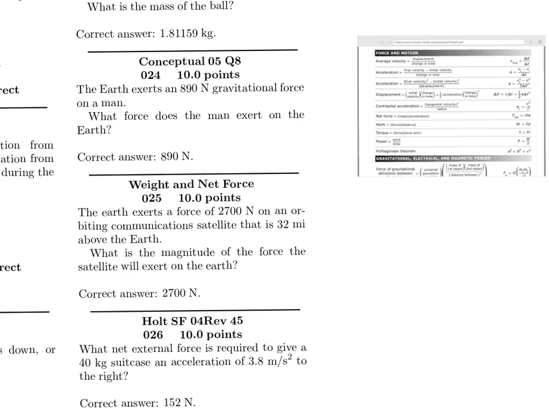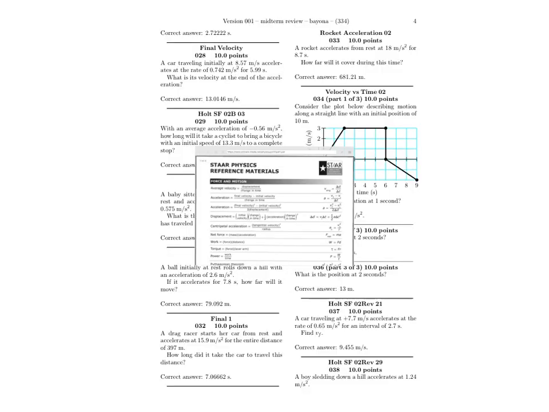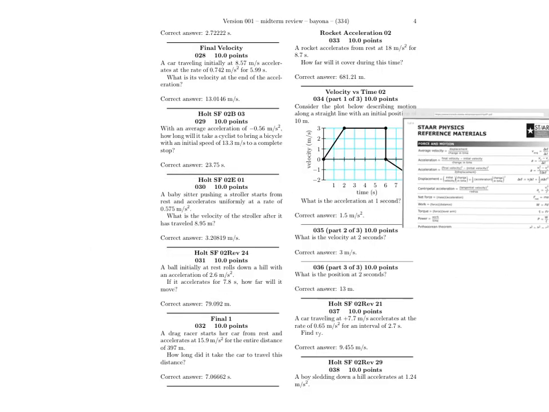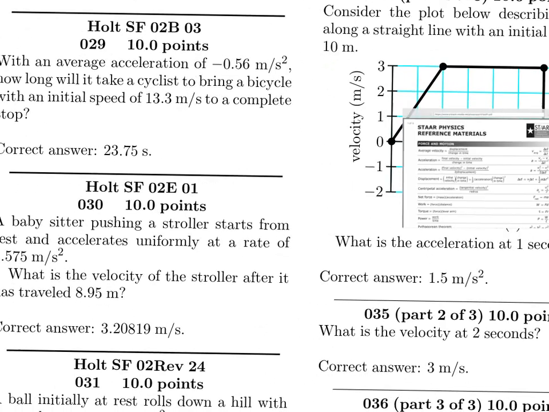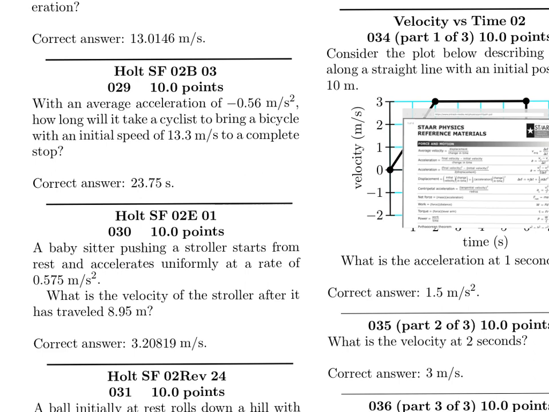I'm going to go to 29. That's going to be on the next page. All right, so here's 29. Let's blow it up. All blown up. Great. Initial acceleration of blah, blah, blah. So that's my acceleration. How long?